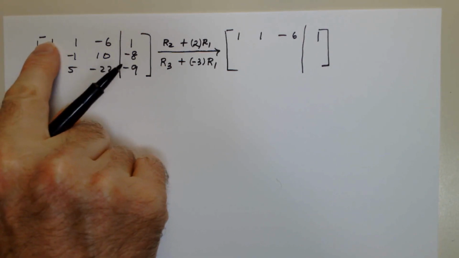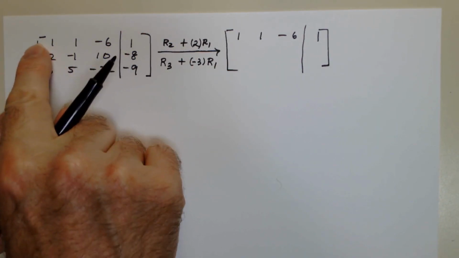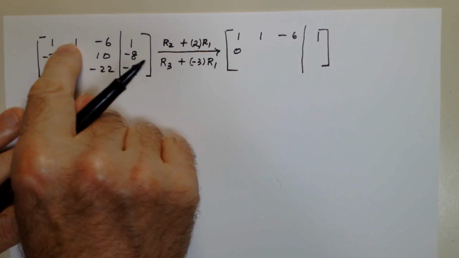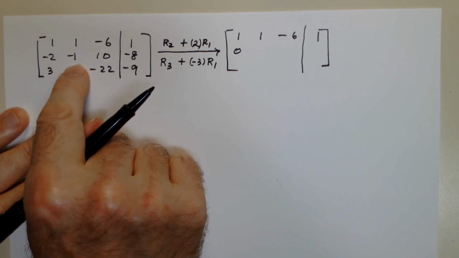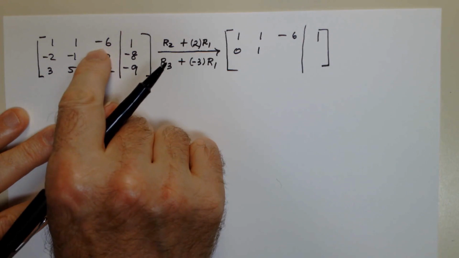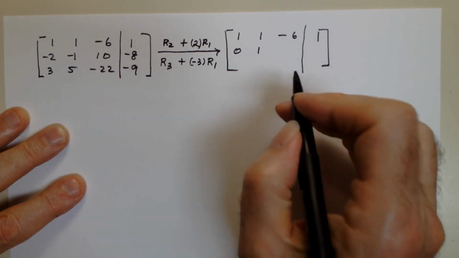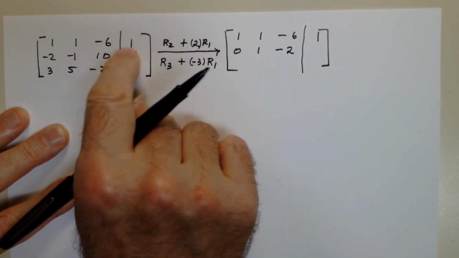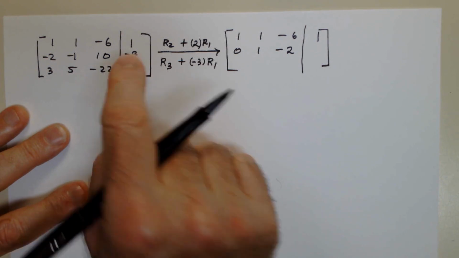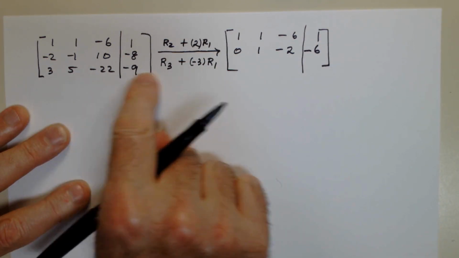So I'm multiplying by 2 here. I'm going to change row 2 first. I'm multiplying by 2 and then adding down. So 2 onto the -2 is 0. 2 onto 1 is 2. Add that onto the -1. That gives me a 1. 2 onto the -6 gives me a -12. Add that on to the 10. That's a -2. And then 2 times the 1 is the 2. Add that on to the -8. That's a -6.